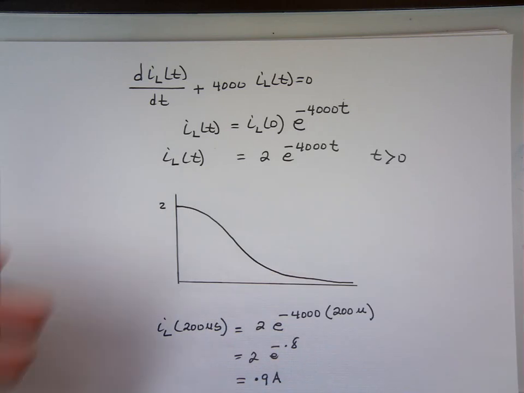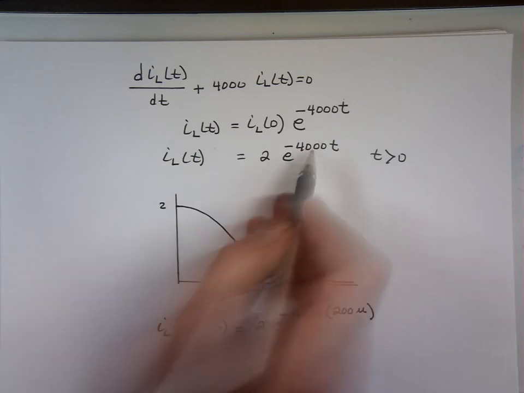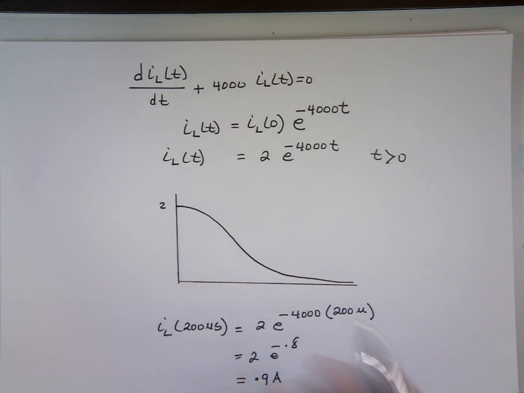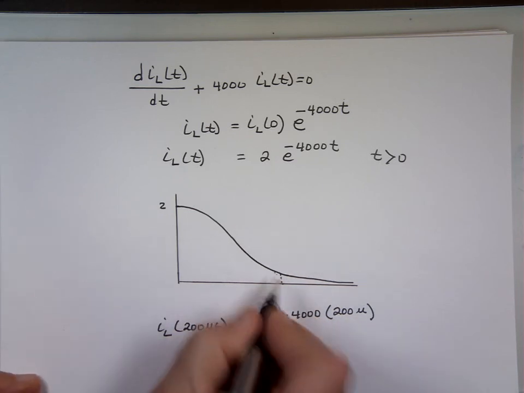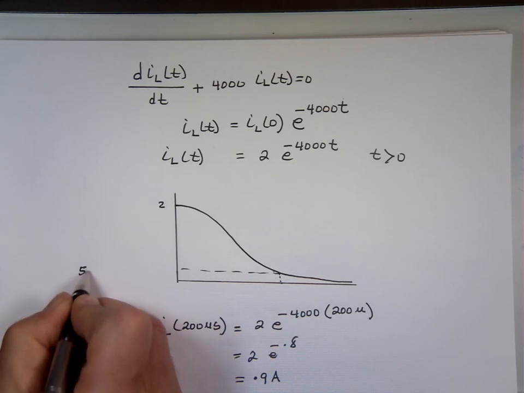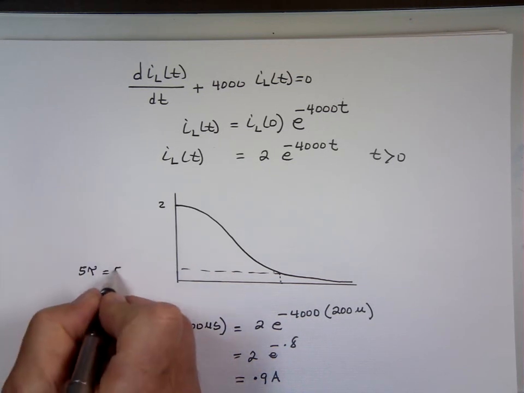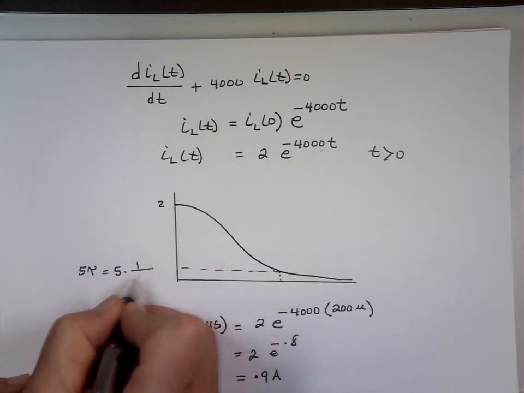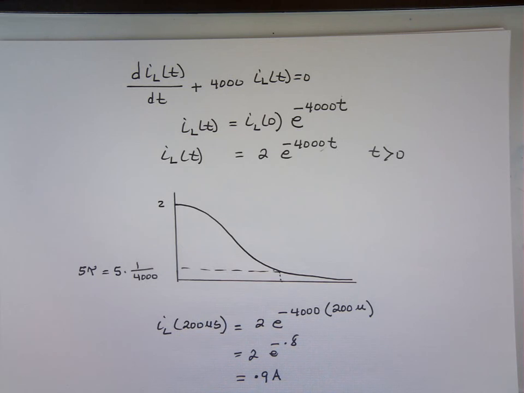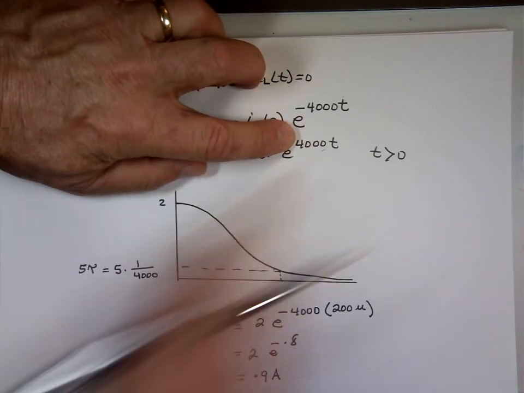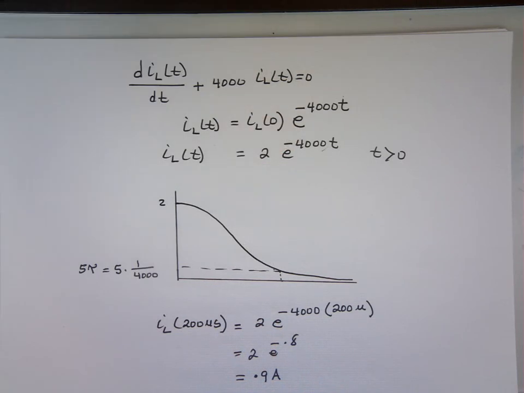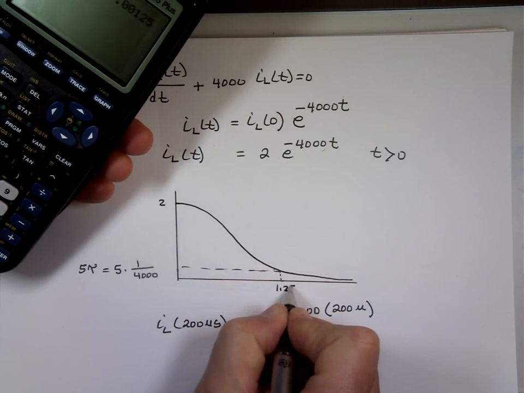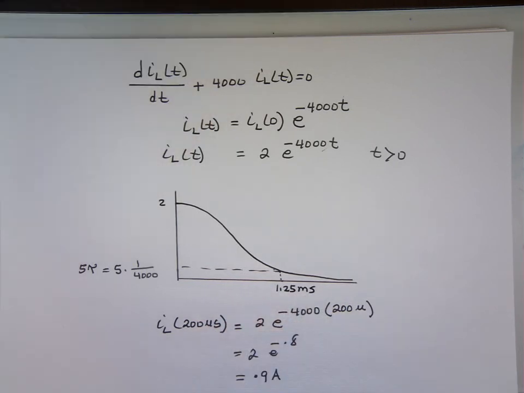Actually, the time it takes to go to 0 is 5 over that number. 5 tau, we call that. The time to go to 0 here, we call that roughly 0. This is approximately 5 tau. And what's tau? Tau is 1 over that number, 1 over 4,000. That's how long it would take for that current to go to 0. So what's 5 over 4,000? 1.25 millisecond. So that's how long it's going to take that inductor to discharge completely. Roughly 1.25 millisecond before it's no longer a factor.